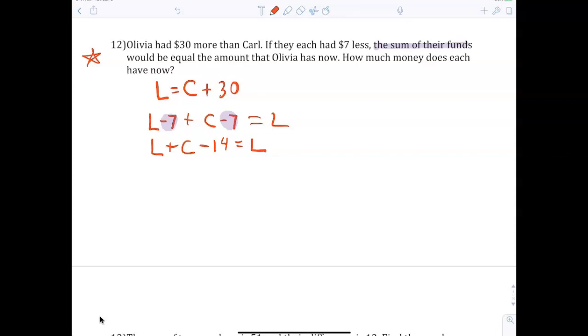Because what happens to the L's? Yeah, they can just cancel out. So you just have C minus 14 equals what? Which means Carl started with $14. Don't tell me to wait. Just watch. There's nothing I can do.